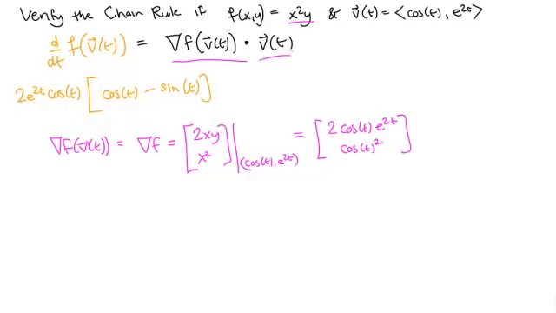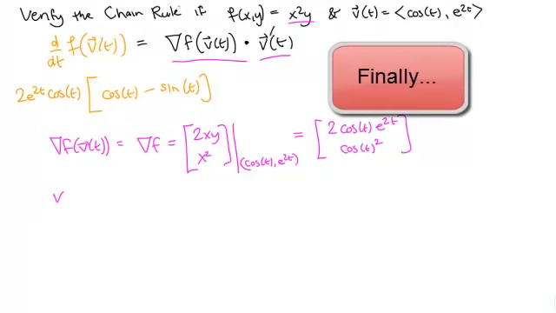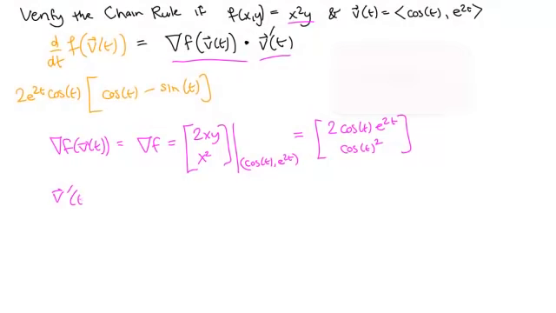On the other hand, we need to work out v prime of t. Oops, I forgot the prime this whole way through. V prime of t. Well, if we differentiate this vector-valued function, the derivative of the first piece is negative sine of t, and the derivative of the second piece is e to the 2t times 2. And so that gets us the vector negative sine of t, 2e to the 2t.